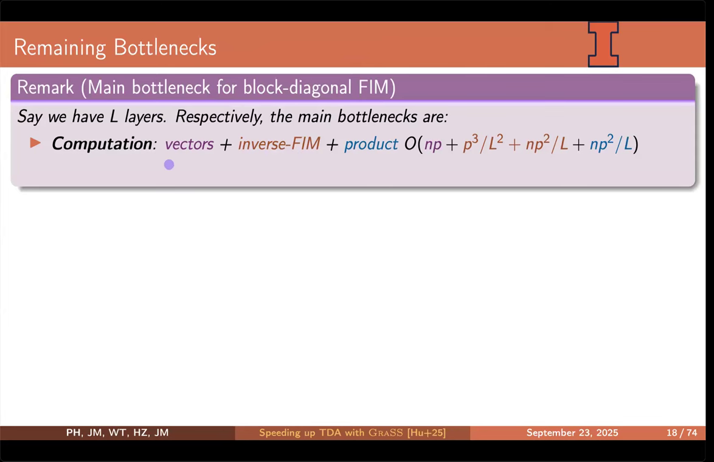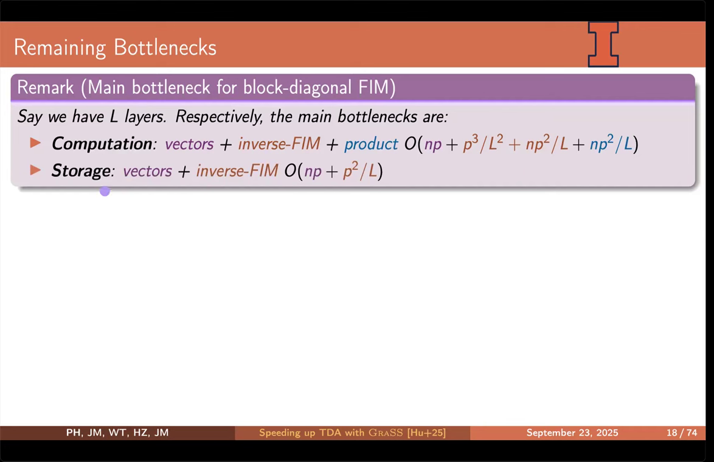Like there's really nothing we can do about the vectors, because to compute the gradients, we are required to spend this much time. But for the other two, inverse FIM and products, we are only going to take P over L, or we can substitute P over L back into our previous complexity. But you should find that there's an L missing in the denominator. This is because there are L layers. So you are multiplying by L at the end because you are going to repeat this computation L times.